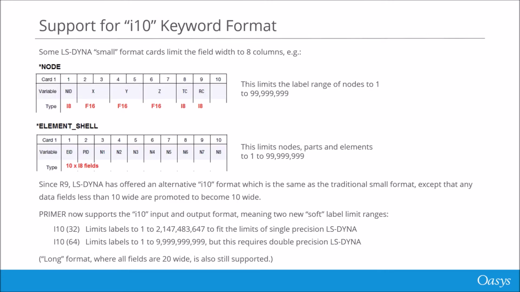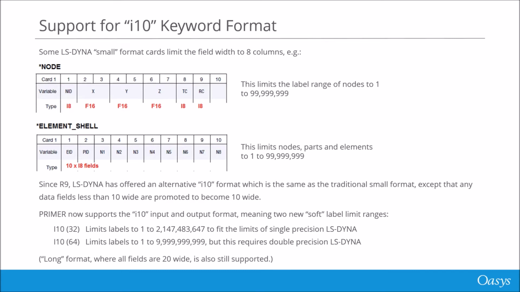So support for I10 keyword format. Some LS-DYNA small keyword format cards limit the field width to 8 columns. So here we have an example star node. It's got an I8 field for the node ID, and that limits the label range from 1 to 100 million. Since R9, LS-DYNA has offered an alternative I10 format, which is the same as the traditional small format, except any data fields less than 10 wide are promoted to become 10 characters wide.